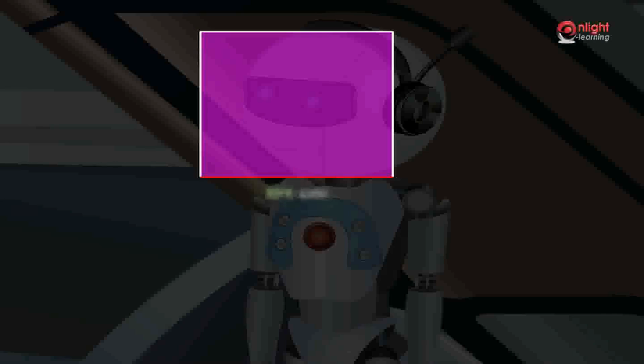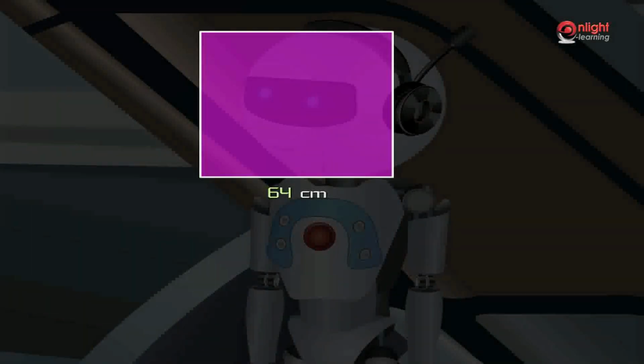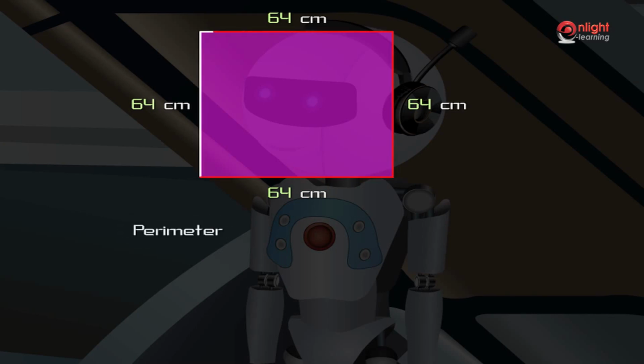Consider a square having a side length equal to 64 centimeters. We are supposed to find the perimeter of the square. Since the length of one side of a square is known and is equal to 64 centimeters, the lengths of the other sides will also be 64 centimeters. Hence, the perimeter of the square is the sum of 64 centimeters plus 64 centimeters plus 64 centimeters plus 64 centimeters, which is equal to 256 centimeters.